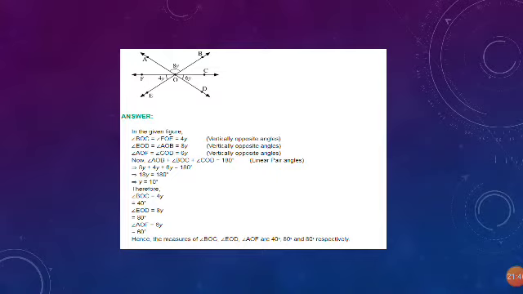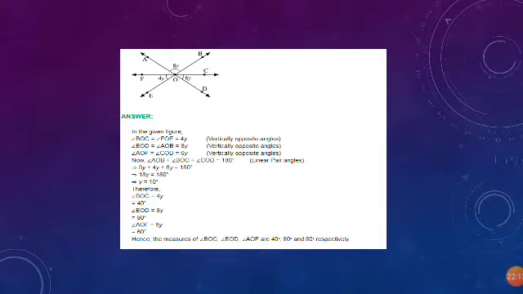So recall the sum. In the given figure, angle BOC equal to angle FOE equal to 4y. Vertically opposite angles, angle EOD equal to angle AOB equal to 8y. These are the vertically opposite angles. Angle AOF equal to angle COD equal to 6y. Angle AOB plus angle BOC plus angle COD equal to 180 degree. These are the linear pair angles.